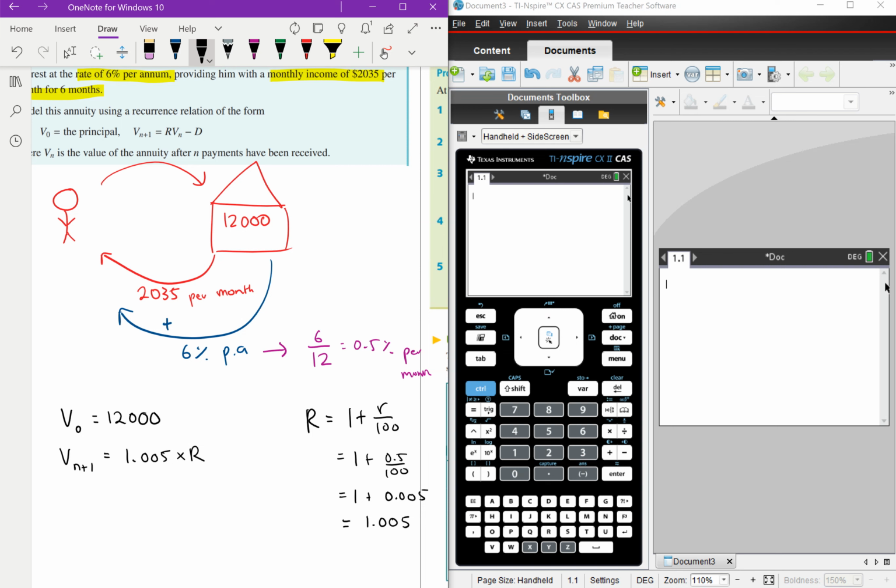So I know I'm multiplying R by my Vn, which is the initial amount or the previous amount, and then I'm also subtracting 2,035. Essentially, this is the interest you earn, because they're giving you an extra 0.5% on what you originally have. But remember, they're also returning your $2,035. That's the returning of what you deserve that you could have done yourself anyway, but as an extra, the 6% per annum is what they're adding on top.